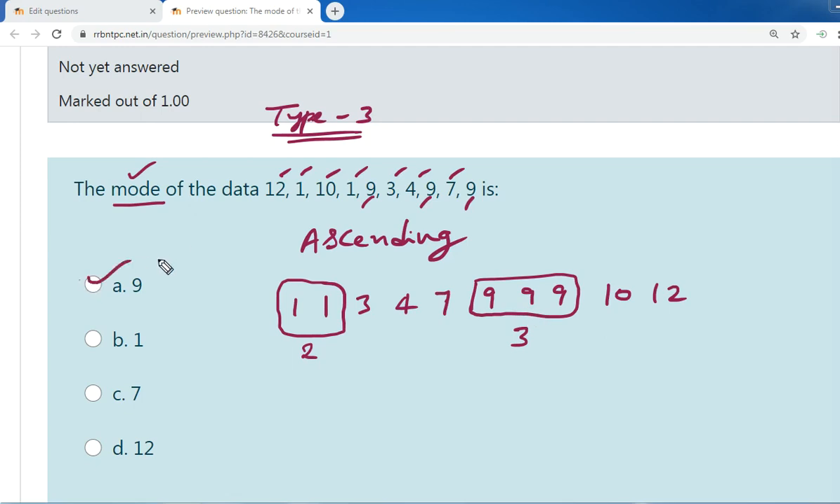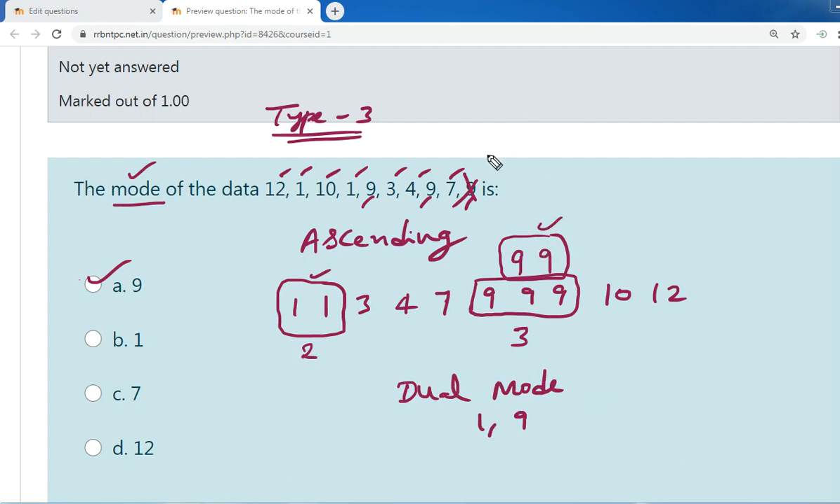Now you will have one doubt. For example, assume that this 9 is not there. Then how many 9s will come? Only 2 nines. Then what will be the mode? Whether 1 is the mode or 9 is the mode. Then we call it dual mode. Dual mode means both 1 as well as 9 will become the mode.